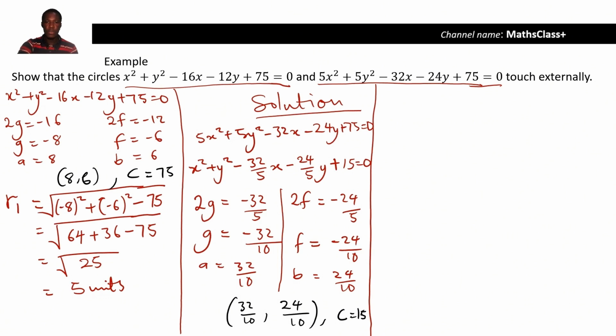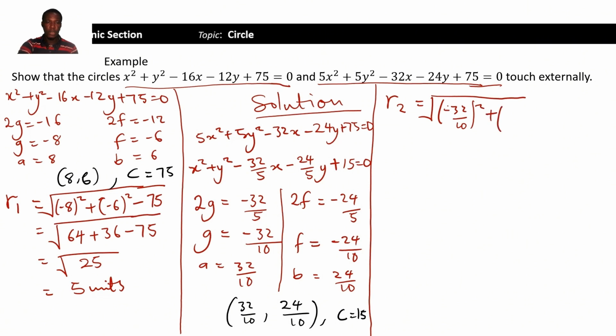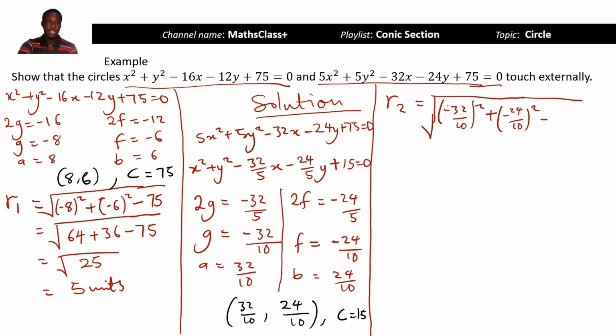Okay, so what will be the radius of this circle? R2 will be the square root of j squared, which is minus 32 over 10 squared, and then I'll add it to f squared, which is minus 24 over 10, also squared, minus 15. That is the c.